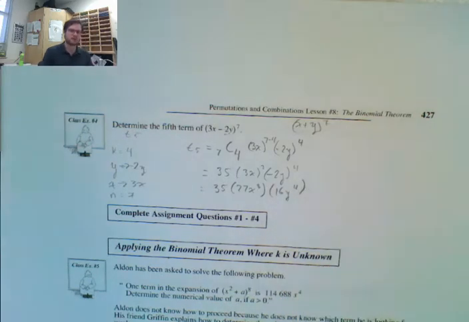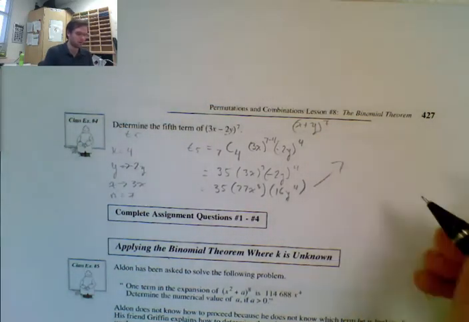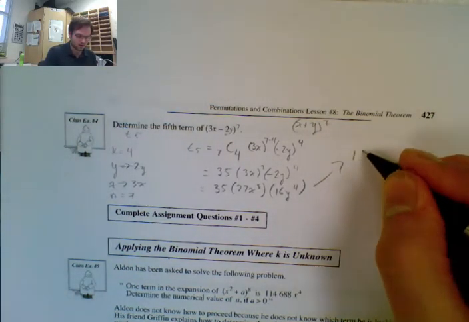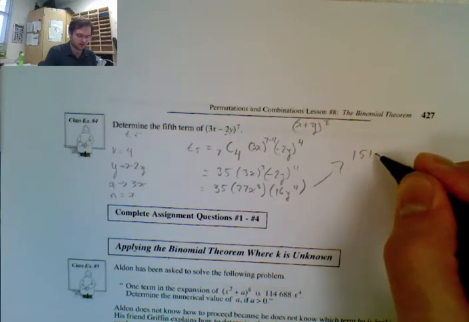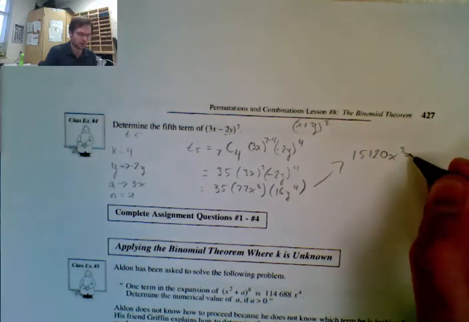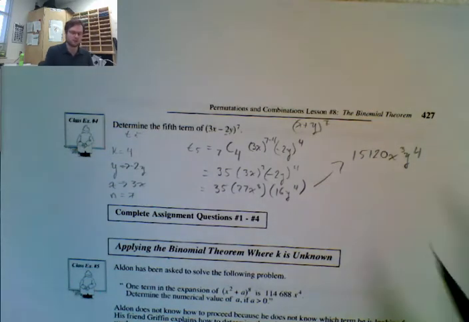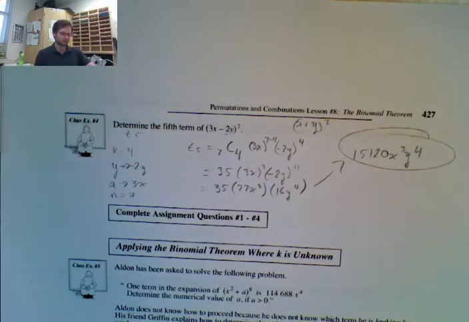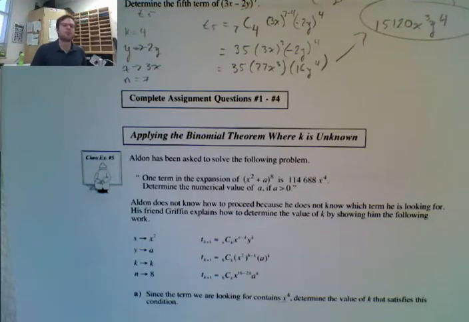Alright? Now I continue multiplying this out. I'm going to end up getting 15,120 x cubed y to the power of 4 as my final answer. So now we're going to look at applying the binomial theorem where k is unknown.